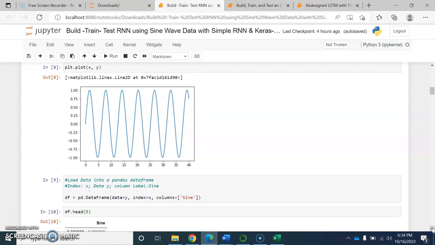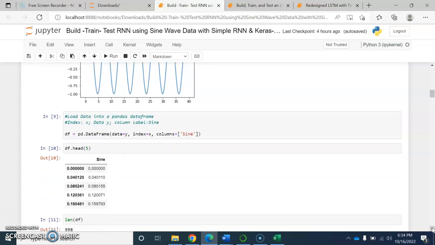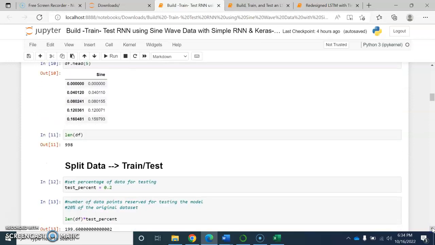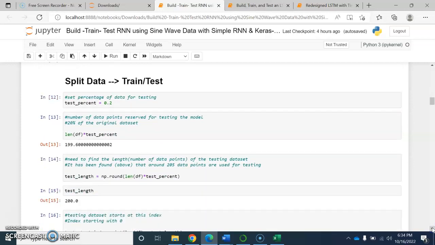And then I went ahead and loaded the data into a pandas data frame and performed EDA just to look at the first 5 values. And then I went ahead to split the data. I used a test percentage of 0.2 just for my testing. And then that shows you the test length after it has been split.